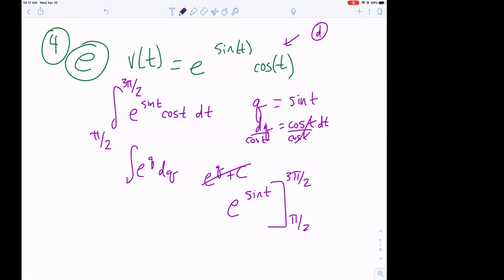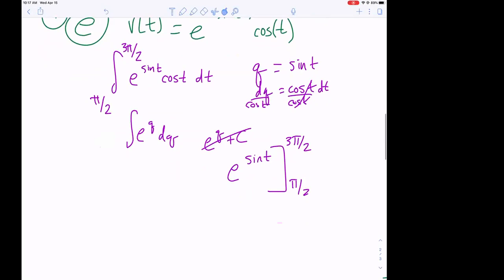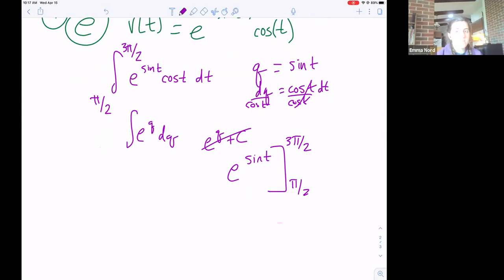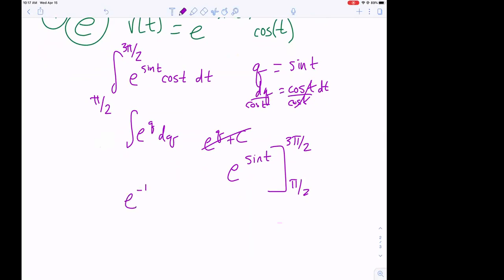Okay, so what is sine of 3 pi over 2? -1. Yes, so we're going to have e to the -1, which I'll just leave like that for right now, minus, and then sine of pi over 2 is 1, right? So e to the 1, which I don't need. So this right here, if you wanted to, you could just leave this as your final answer. If you got the decimal, because this is the same as 1 over e minus e, right?